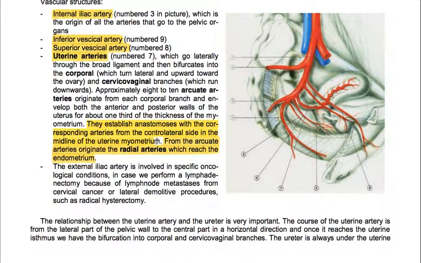Then the external iliac artery is involved in specific oncological conditions, in case we perform a lymphadenectomy because of lymph node metastasis from cervical cancer, or lateral demolitive procedures such as radical hysterectomy.